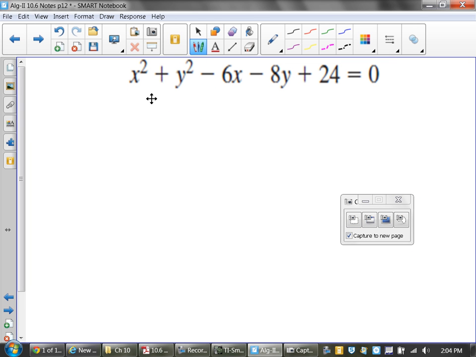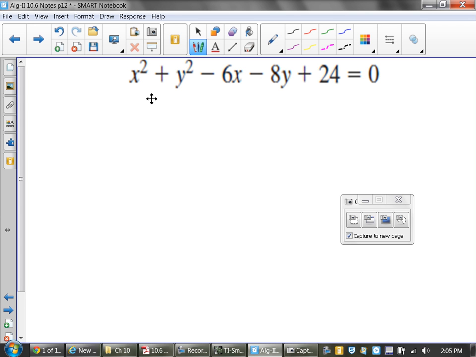I have an x squared and a y squared, which means it's not a parabola. Now, I can also say it's not going to be a hyperbola. Why? There's a plus sign there, which means it's going to wind up being either an ellipse or a circle. So I'm going to set these things up.